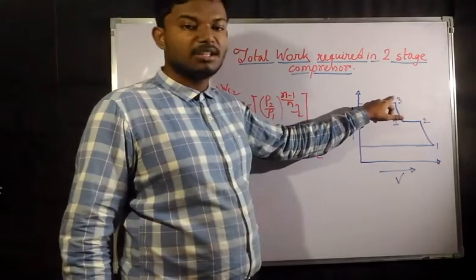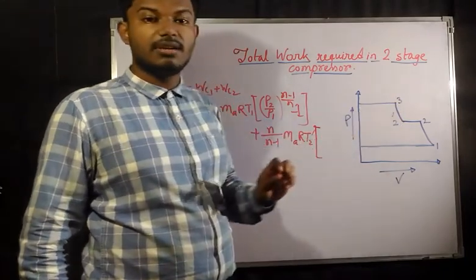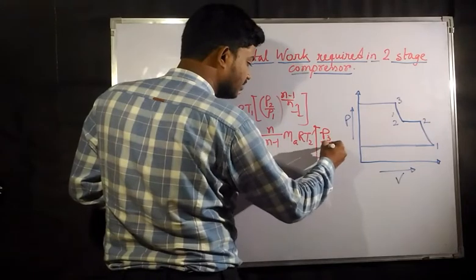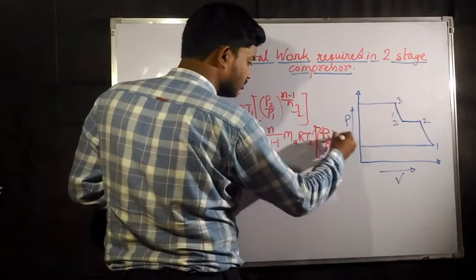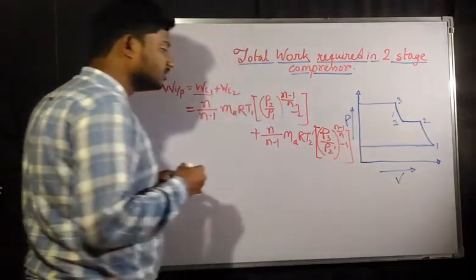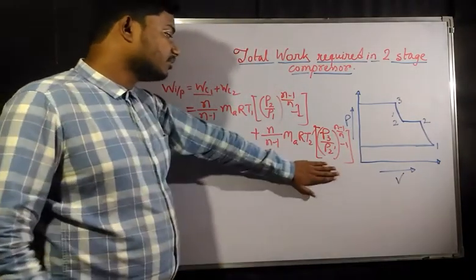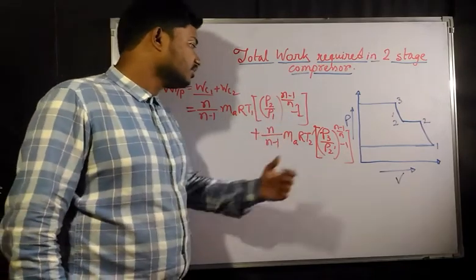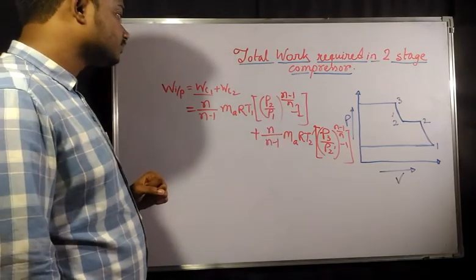The pressure ratio is going to be P3 by P2 dash. So the second pressure ratio is P3 by P2 dash, to the power n minus 1 by n, minus 1. This is going to be the work that is required by the second compressor. This is by the first compressor and this is by the second compressor.